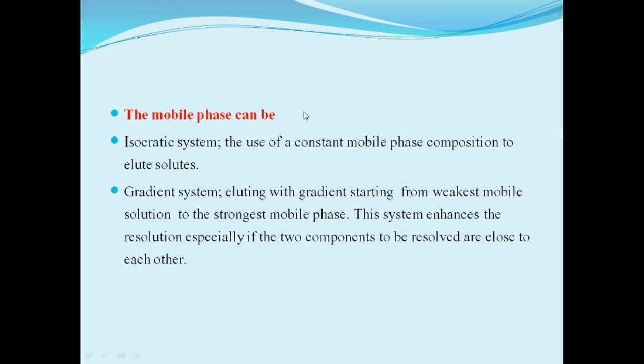The mobile phase can be an isocratic system, the use of a constant mobile phase composition to elute solutes. Or a gradient system, eluting with a gradient starting from the weakest mobile phase to the strongest mobile phase. This system enhances the resolution, especially if the two components to be resolved are close to each other.